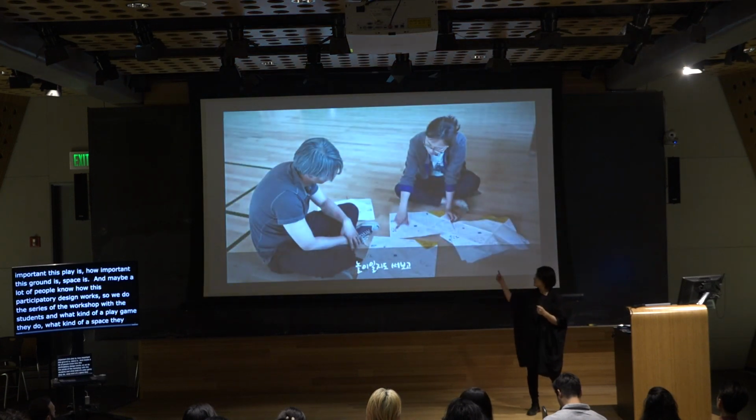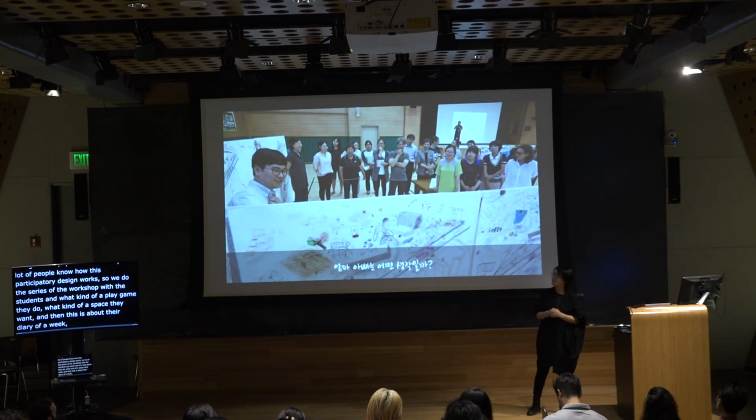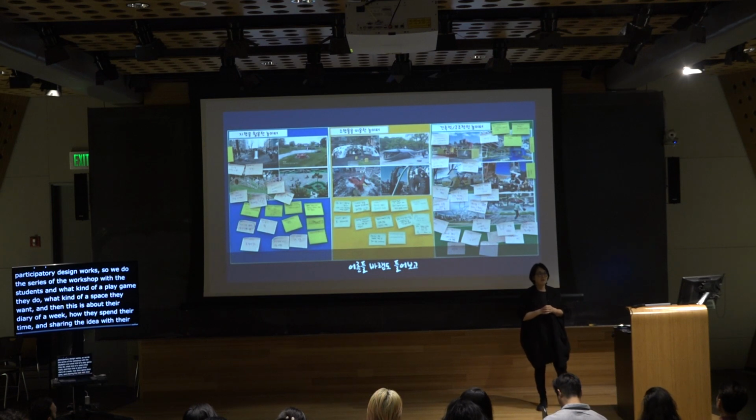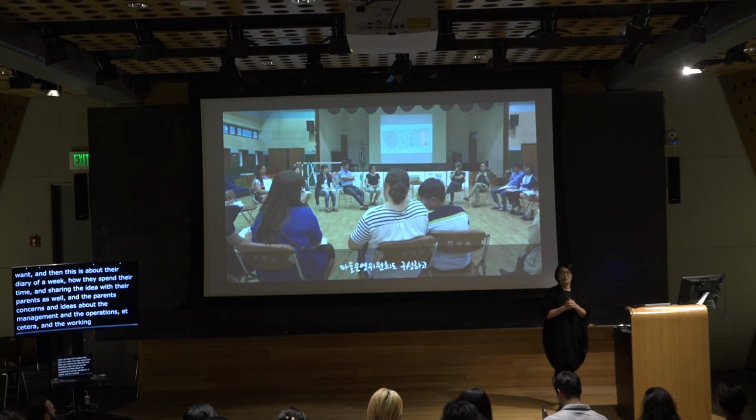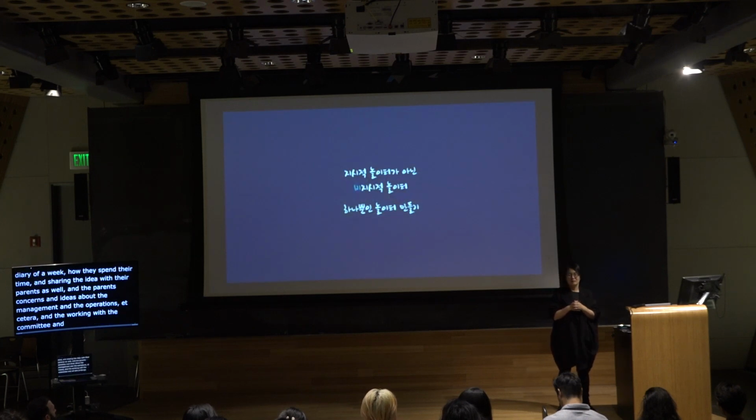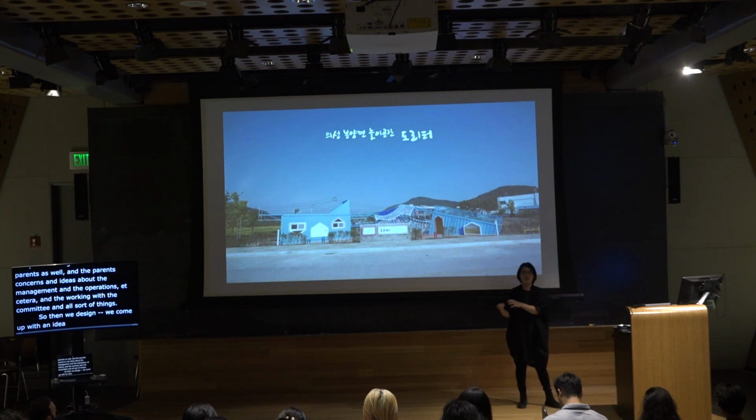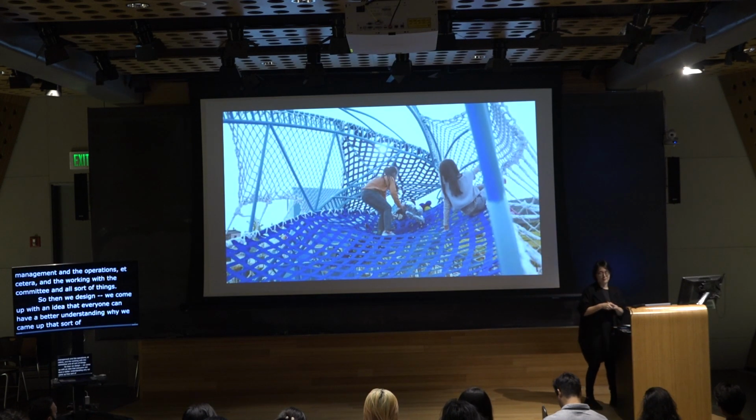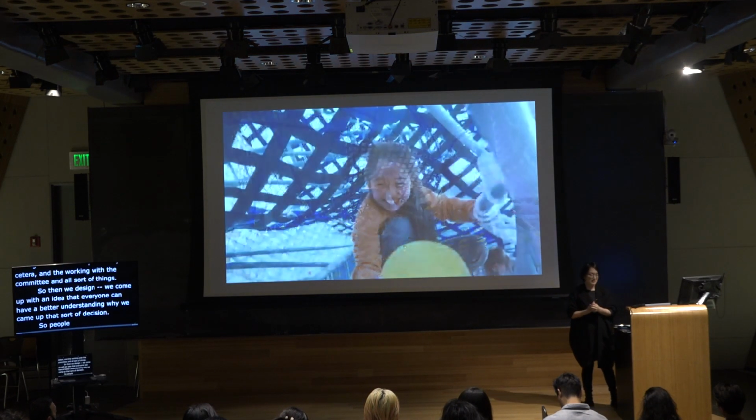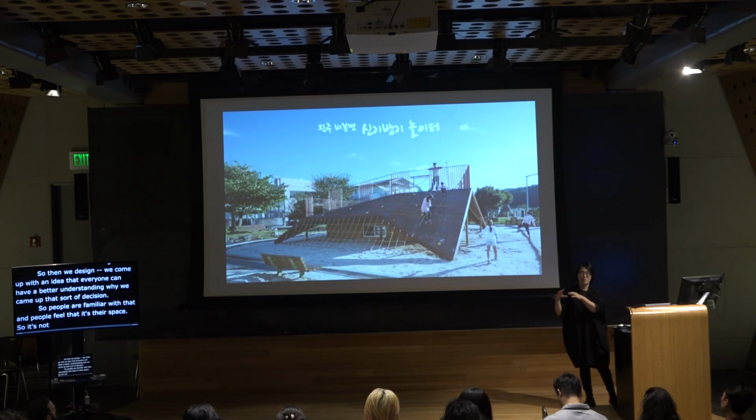And then this is the diary of their week, how they spend their time, and then sharing the idea with their parents as well, and the parents' concerns and ideas about the management and operations, etc. And they're working with the committee and all sorts of things. So then we come up with a design idea that everyone can better understand why we came to that decision. So people are familiar with that and people feel that it's their space. So it's not really about how it forms and how it looks.